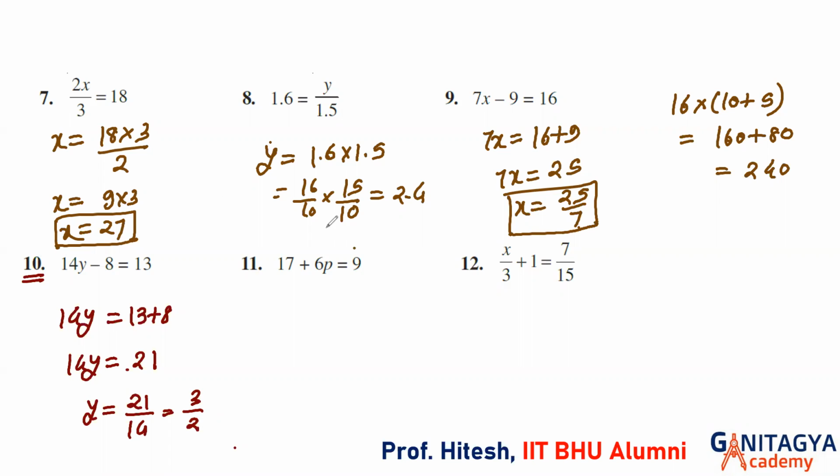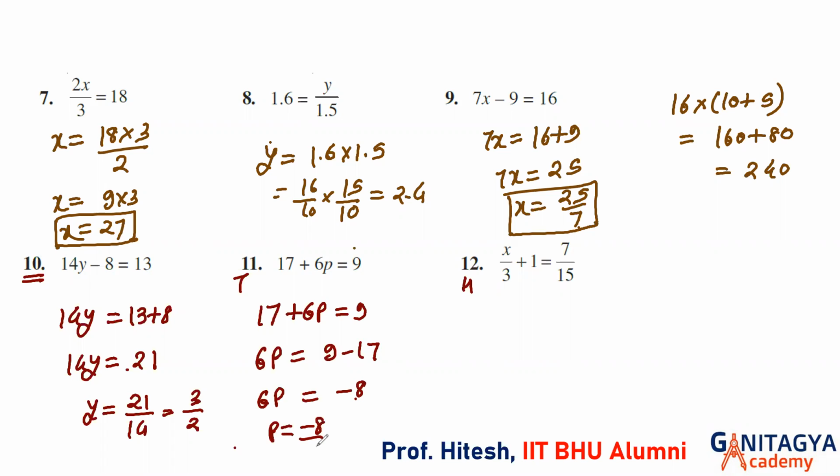So 11th one answer will be given by Tejas and then Humera. Please let me know the answer. See, the question is 17 plus 6p is equal to 9. So I will write it 6p is equal to 9 minus 17. So 9 minus 17 is how much? It is minus 8 and it is 6p. Okay. So p is nothing but minus 8 upon 6. So I will divide by 2. So it will be minus 4 upon 3. देखिए क्या मिस्टेक हुआ.